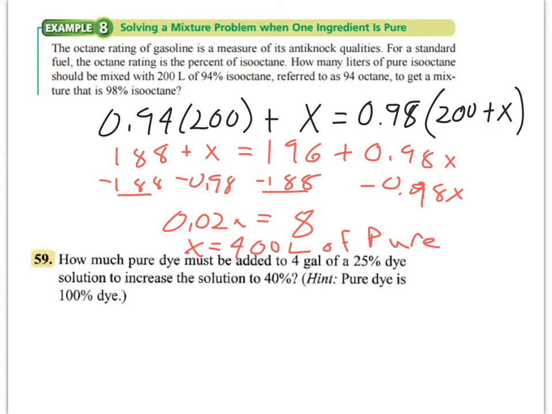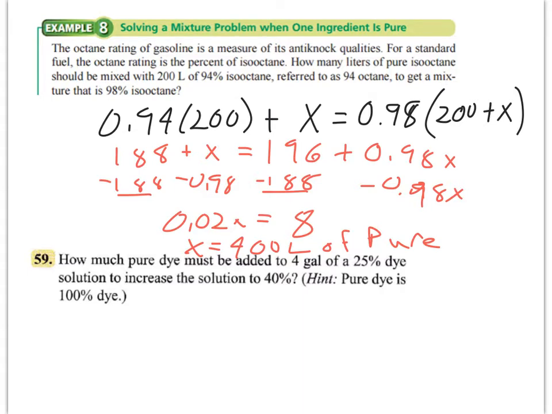Like we've been doing, the next problem with the dye is the same basic idea, although we're talking about dye instead of gasoline. Let's go ahead and try to set that one up. While you're working on that, just go ahead and pause, and I will resume when you're done and go through that as well. Alright, so how much pure dye must be added to 4 gallons of a 25% dye solution to increase the solution to 40%? And of course, pure dye is 100% dye.